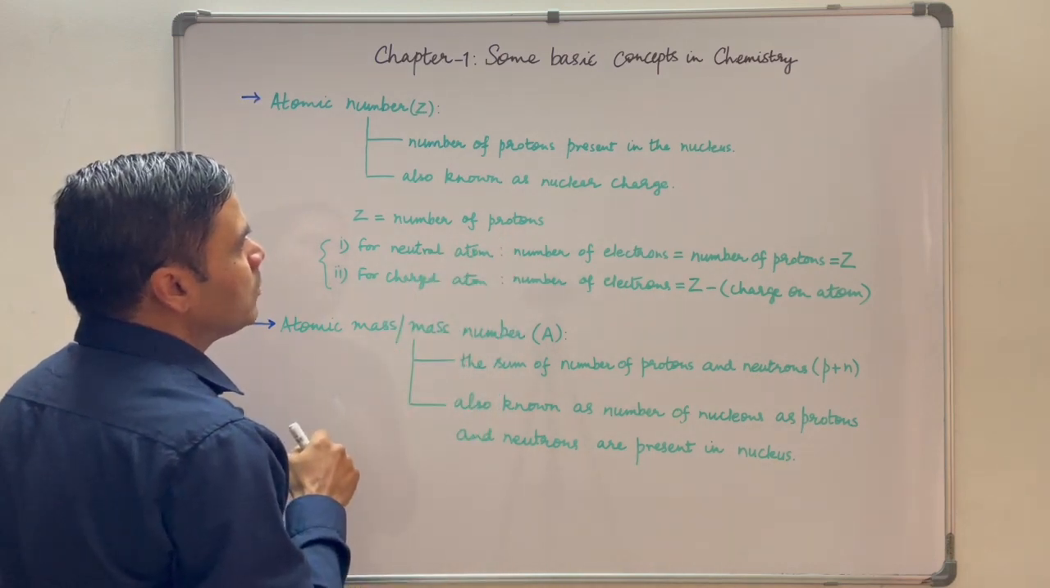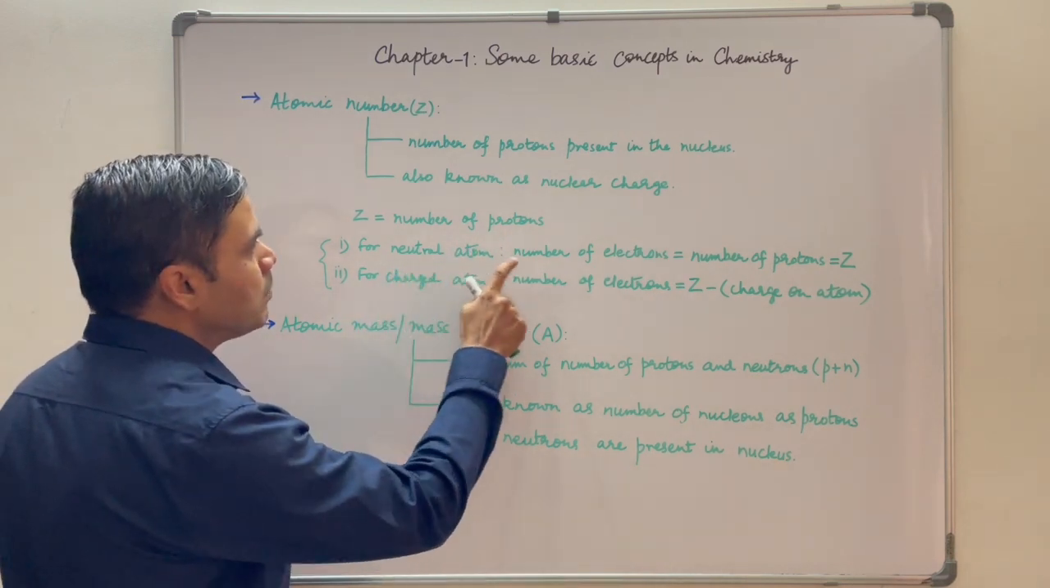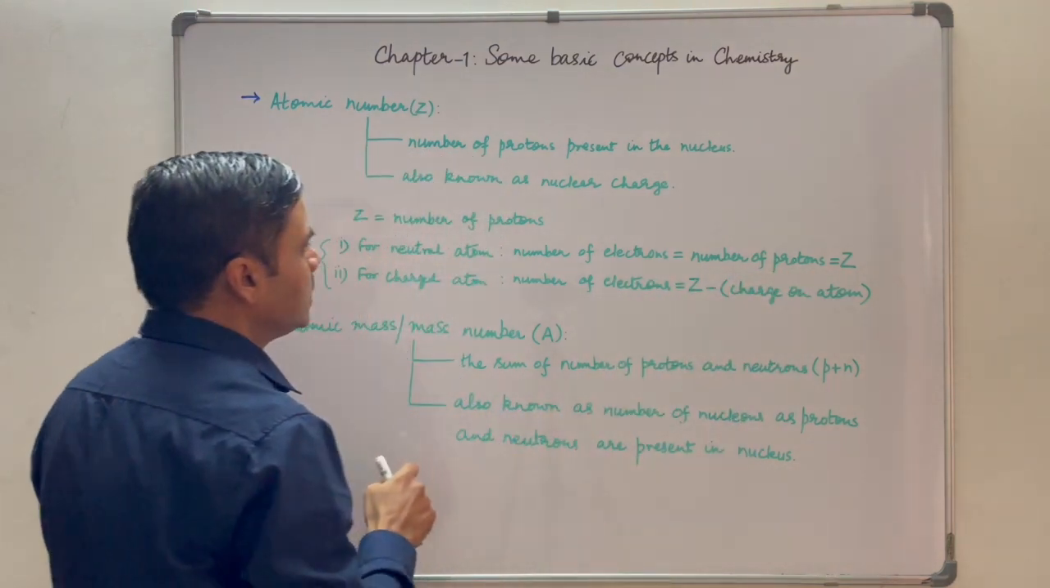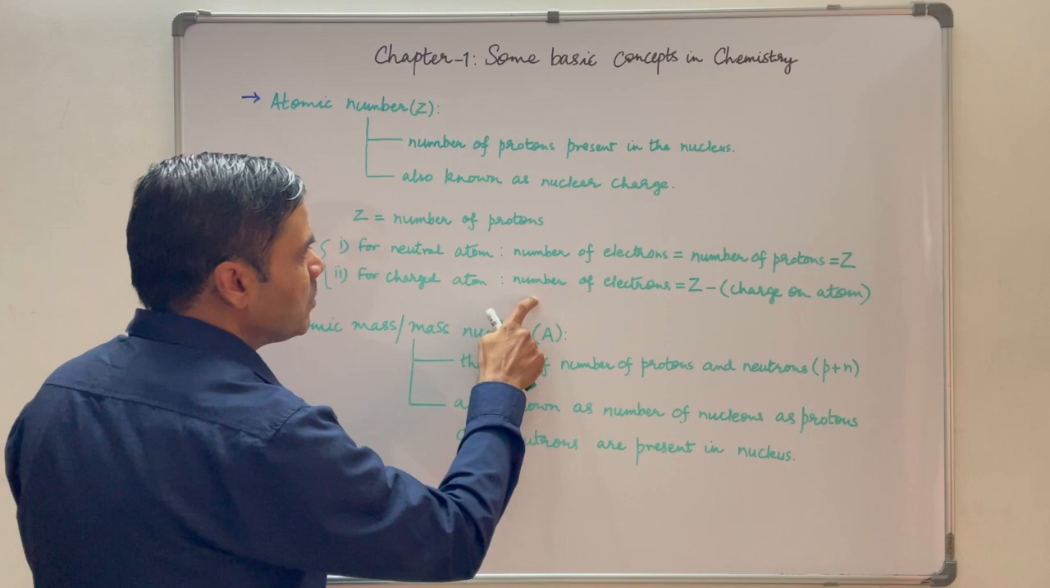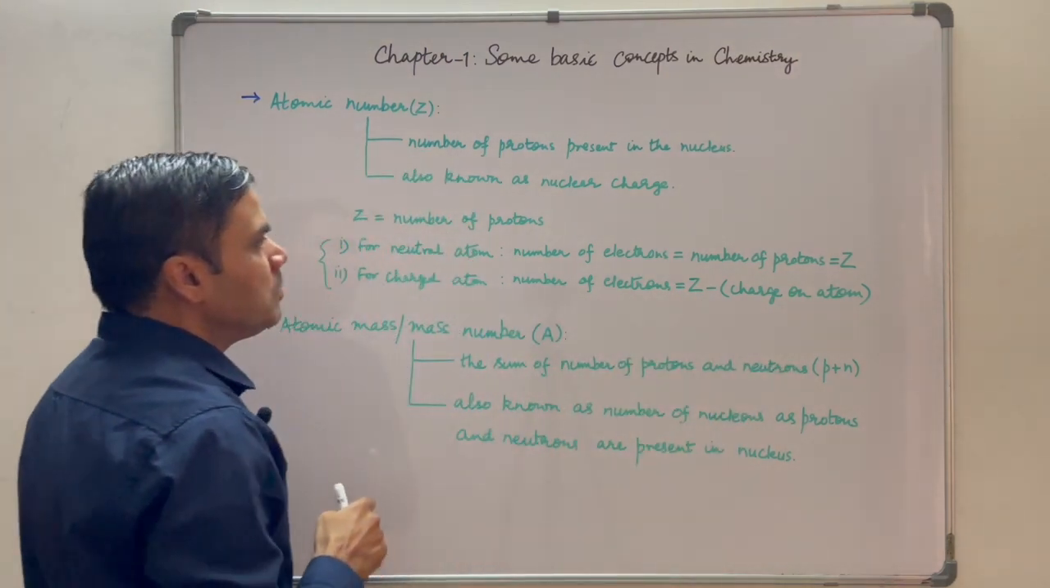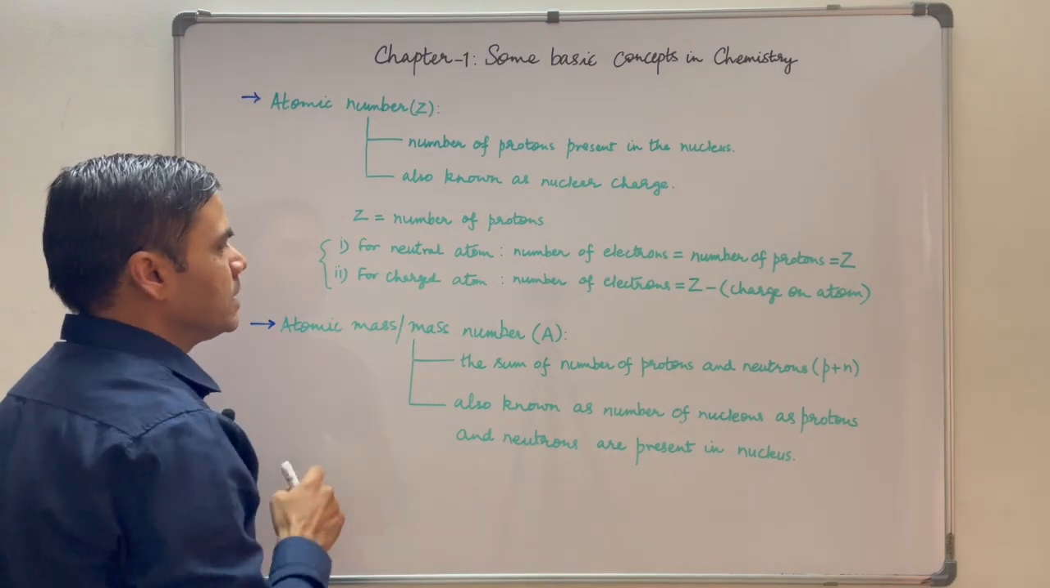How to calculate the number of electrons? For neutral atom, number of electrons is equal to number of protons is equal to capital Z. And for charged atom, number of electrons is equal to Z minus charge on atom. We will see a couple of numericals based on it.